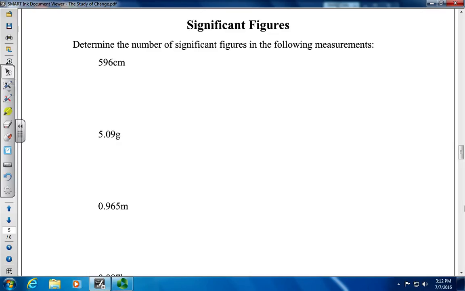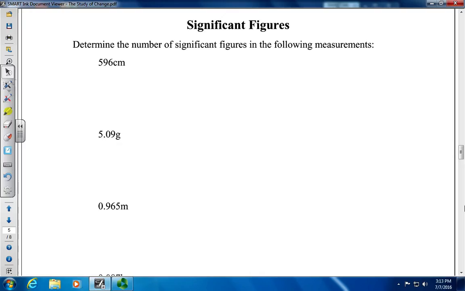And today we'll be discussing significant figures. So here are some of the rules when dealing with significant figures. Any digit that is not zero is considered significant. Zeros between non-zero digits are significant.